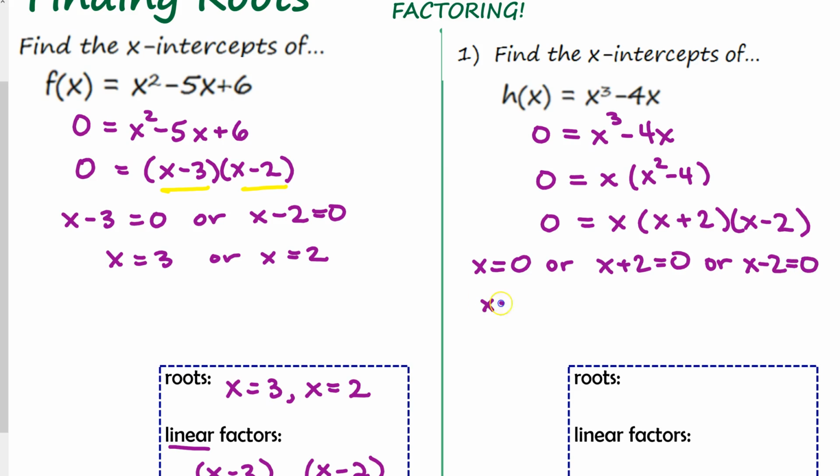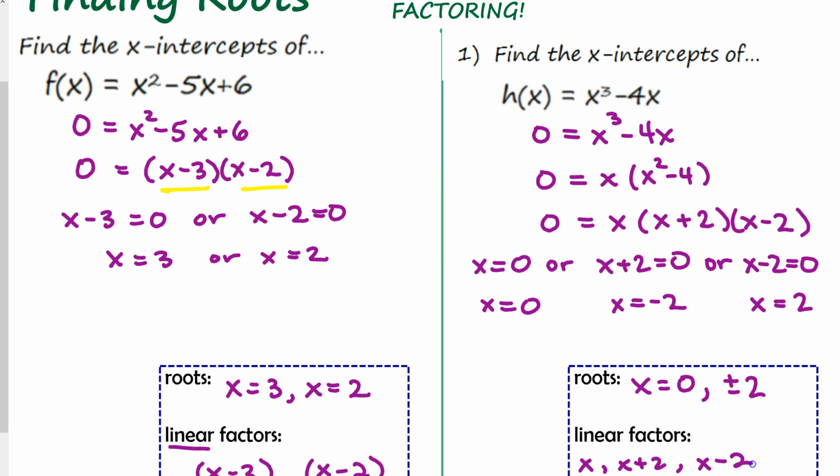So we have x equals 0, x equals negative 2, x equals positive 2. So those are the roots, 0 and plus or minus 2. And then the linear factors are x and x plus 2 and x minus 2. Okay, so it's not always going to be possible to factor, but when it is, that's a great technique for finding the x-intercepts of a cubic function or any other function.